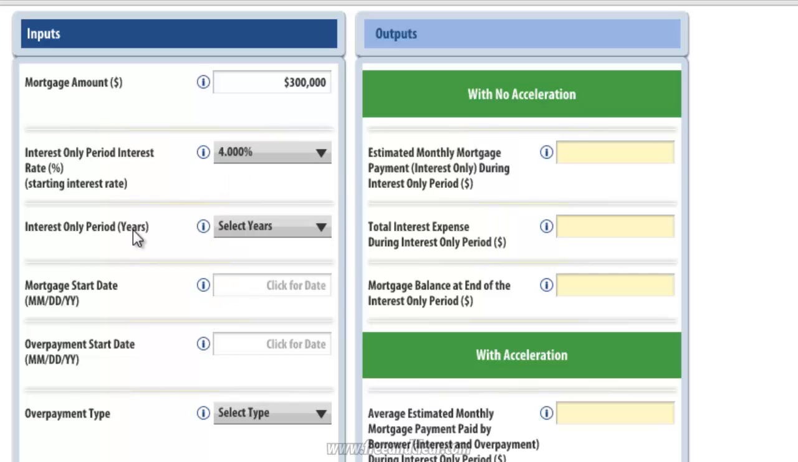The next input is interest-only period, or the length of the initial period for an interest-only mortgage during which you are only required to pay interest and the interest rate is fixed. Again, the interest-only period is typically for 3, 5, 7, or 10 years. If you click on the drop-down menu, it reveals a range of options, and I'm going to select 7 years.